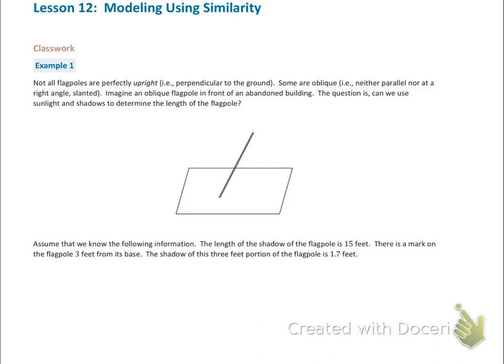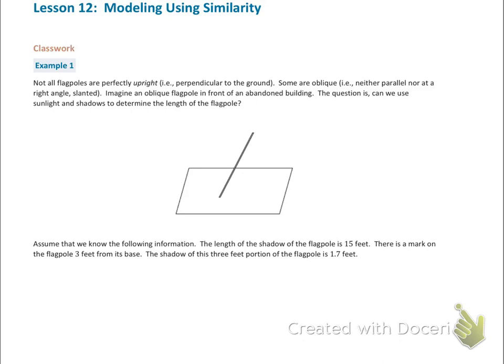Okay, so this first example is of a flagpole, and it's a flagpole that is not standing upright. The word for that would be oblique, so it's not at a right angle to the ground, and it's not lying on the ground, so it's slanted. So imagine that there's an oblique flagpole in front of a building. The question is, can we use sunlight and shadows to determine the length of the flagpole? And we're going to assume some information below.